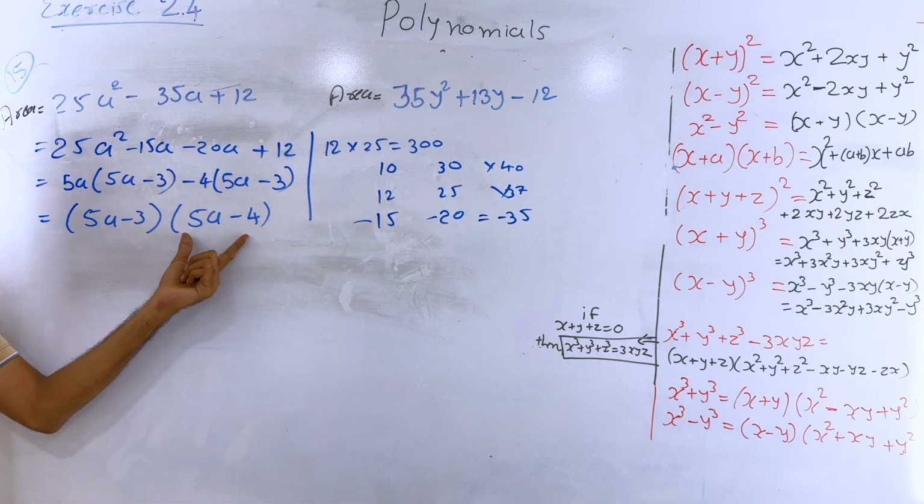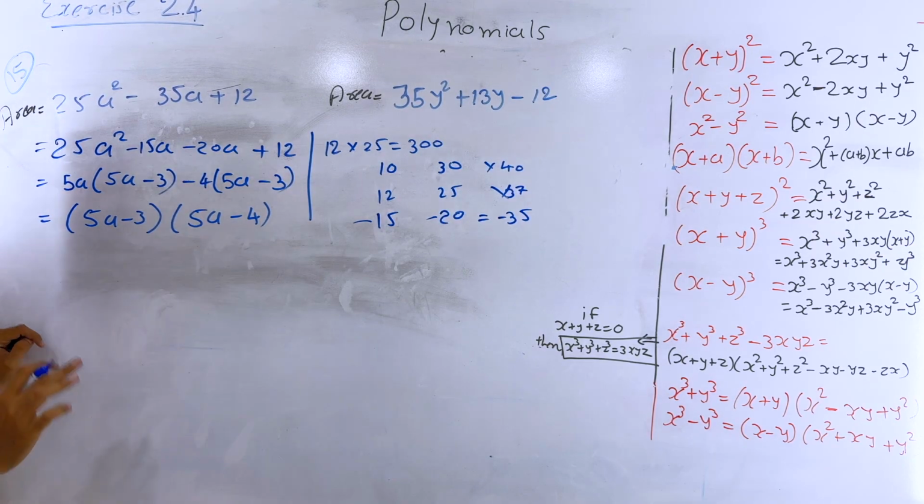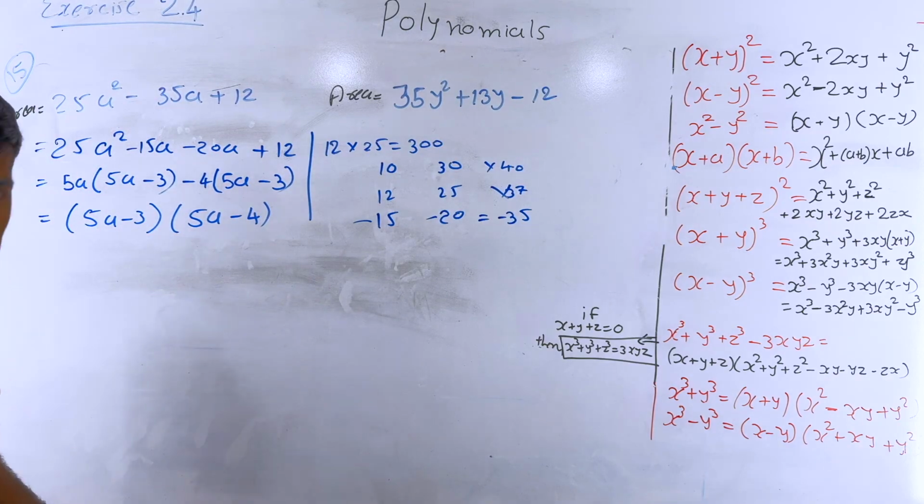So this can be length or breadth or alternatively. So length can be 5a minus 3, then breadth will be 5a minus 4. If length is 5a minus 4, breadth will be 5a minus 3. So just write it in your answer.